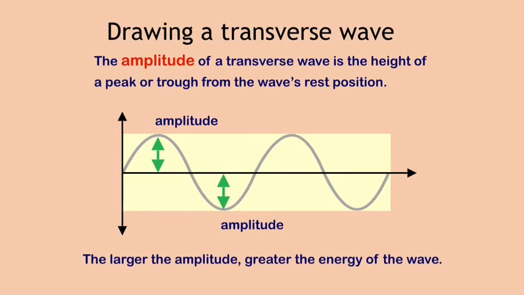The amplitude of a transverse wave is the height of the peak or the trough. So from the very peak to that line in the middle, or from the very end of the trough to the line in the middle. Notice it's not the whole height of that wave. Okay, it's from the middle to the far points.